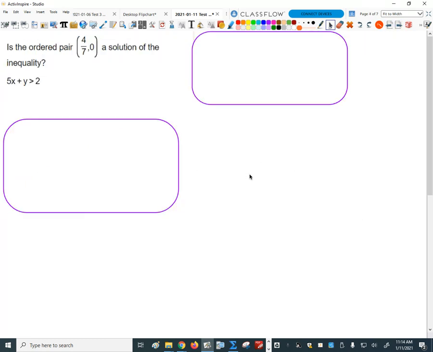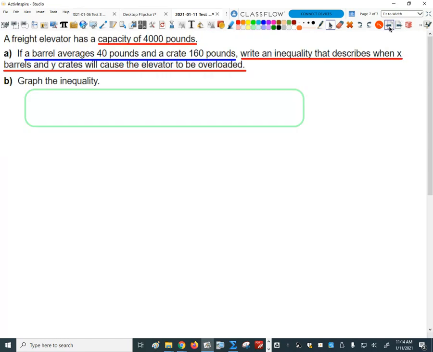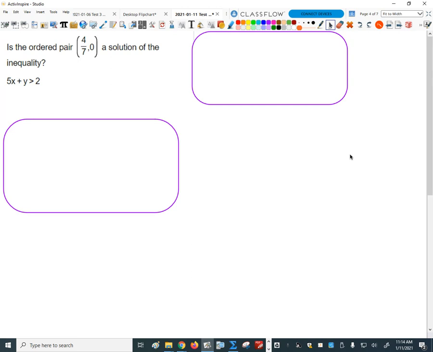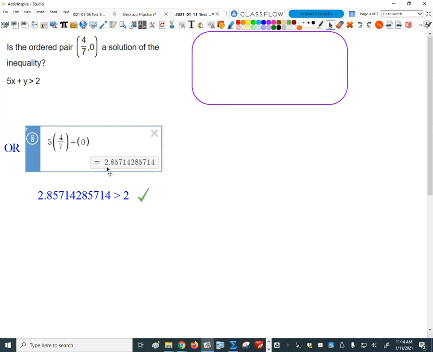Okay, how about this? Let me look at something real quick here. Okay, never mind. Just want to see where we were. Okay, is the ordered pair 4/7, 0 a solution of the inequality? Let's see, McKenna, how would you go about doing that one? Would you plug in the values for both of them into the equation? Yeah, into the inequality? Yep, you bet. We could just plug those into the inequality in Desmos, and we could even just use Desmos Scientific, right? We wouldn't even have to have the fancy graphing one.